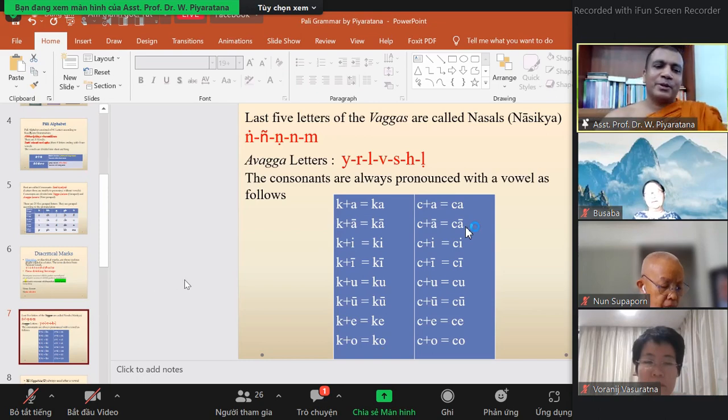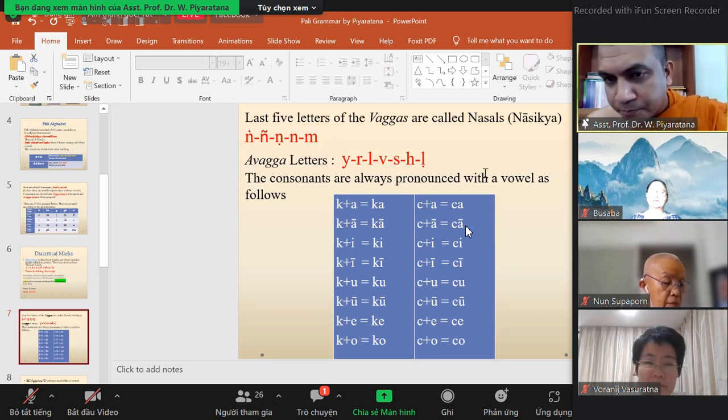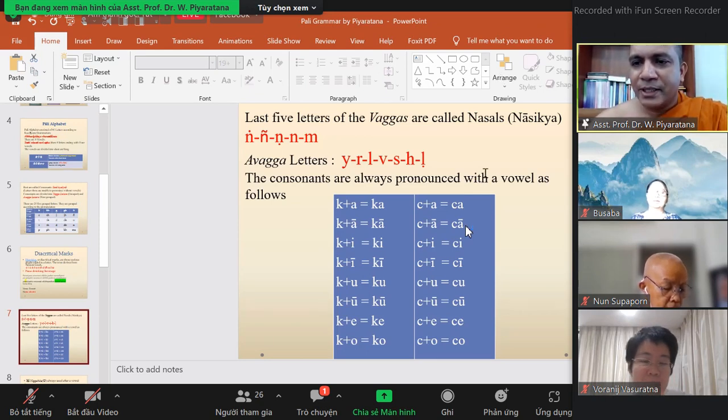Any venerable who is familiar knows the difference. And we say ka, ki, ku, ke, ko, cha, chi, chu, che, cho. So when we combine consonants with vowels, that makes the difference.